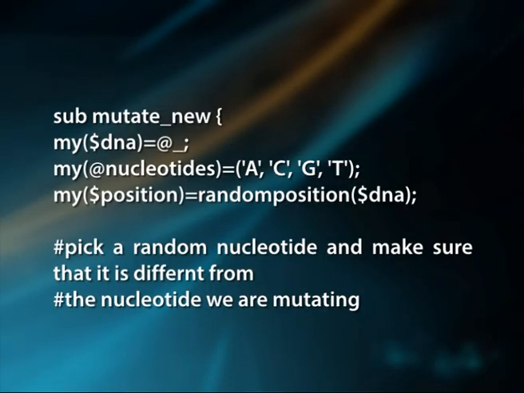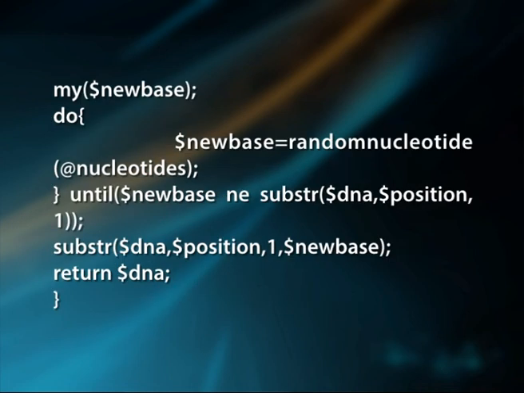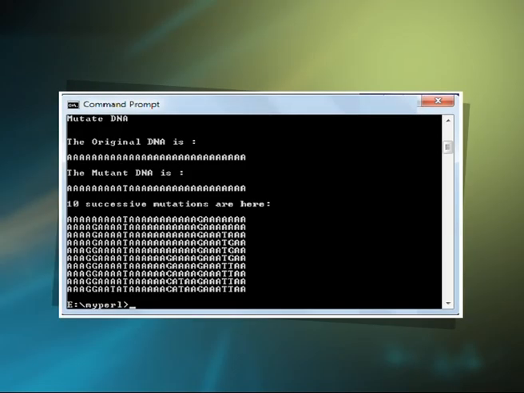sub mutate_new { my ($DNA) = @_; my @nucleotides = ('A','C','G','T'); my $position = random_position($DNA); Pick a random nucleotide and make sure that it is different from the nucleotide we are mutating. my $new_base; do { $new_base = random_nucleotide(@nucleotides); } until ($new_base ne substr($DNA, $position, 1)); substr($DNA, $position, 1, $new_base); return $DNA; } Then the output will change as in the figure.